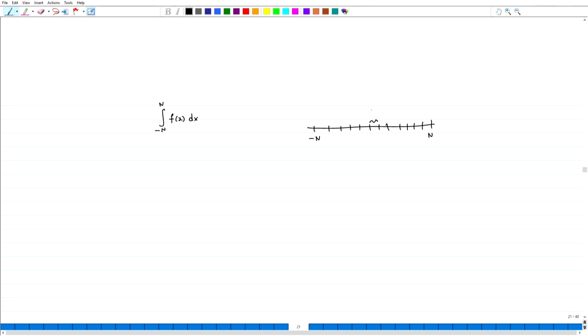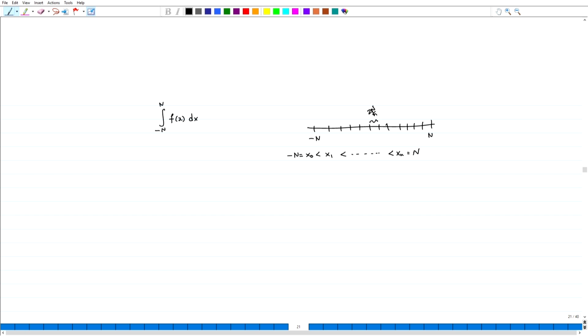This is 1 over n. So, this partition is actually 2n over n. And so take the partition x_j, minus n equal to x_0 less than x_1, going up to x_n, which is equal to n. This is the partition we have taken.